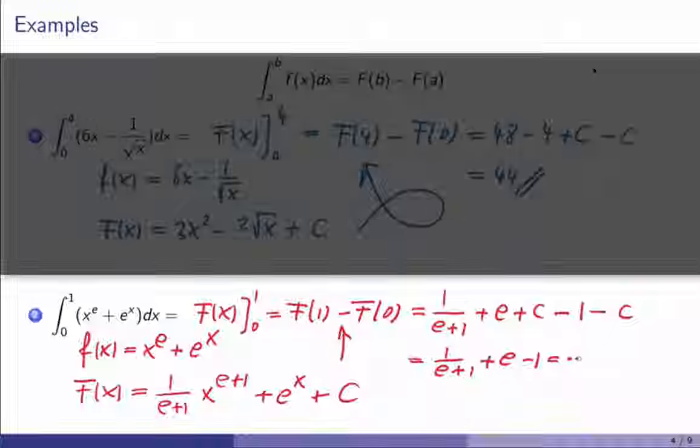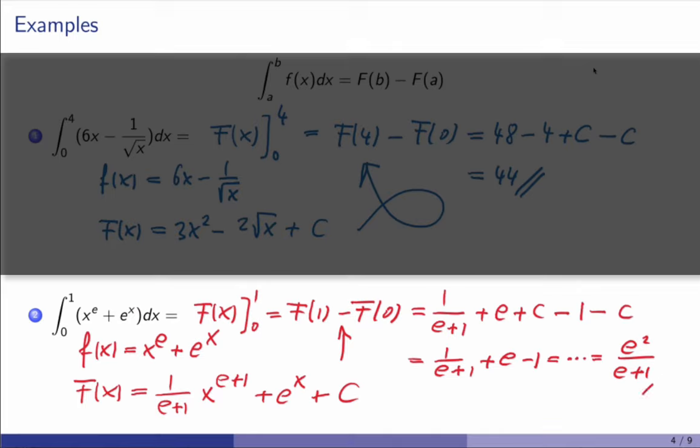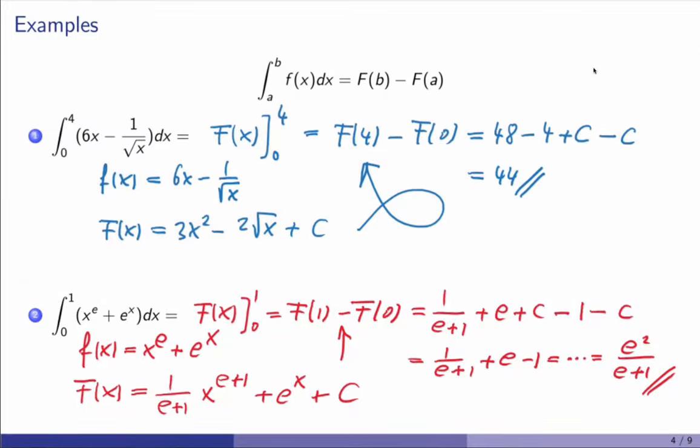Now, if you like, you can bring this on a common denominator. I skip a few steps here, and we get e squared divided by e plus 1. So isn't that fast? I mean, imagine, look back at this integral here, x to the e plus e to the x. Looks a bit complicated. And if you have to do it with the Riemann sum, you go maybe nuts. So the evaluation theorem helps us quite a bit.